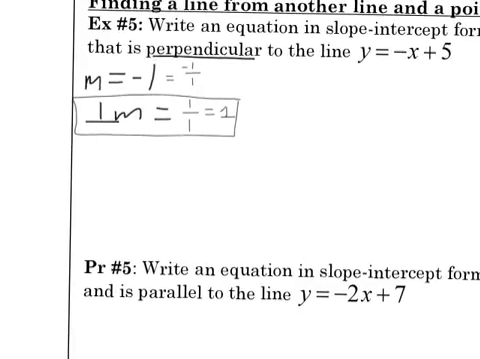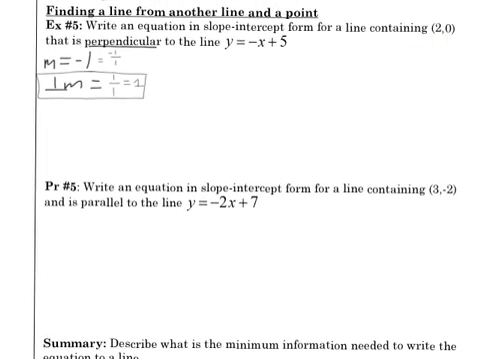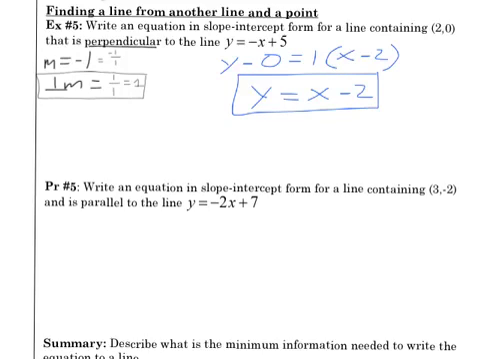So my slope that I'm going to use is 1, and I have a point, 2, 0. So let's plug it in. y minus my y1 is 0 equals a slope of 1 times x minus 2. y minus 0 is just y. Distribute the 1 and you just get x minus 2. There it is in slope-intercept form.